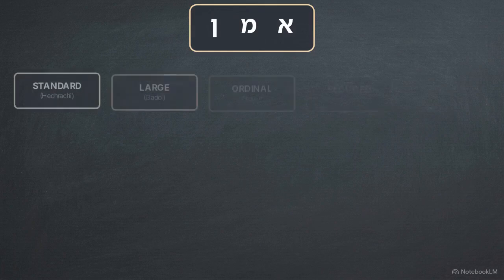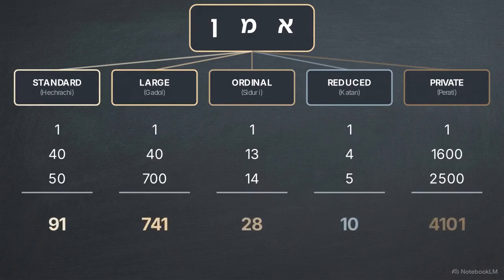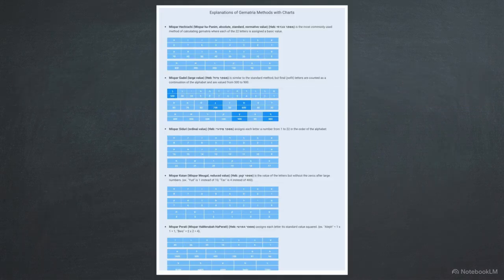Gematria relies on a suite of at least 5 distinct mathematical matrices, each acting as a different filter applied to the exact same text. This primary chart, Mispar Heker Hahi, uses a nonlinear base 10 progression. Values scale 1 to 9, jump by tens to 90, and hundreds to 400. Next, Mispar Sudori simply numbers letters chronologically 1 to 22. Finally, Mispar Perati squares standard values, yielding massive outputs.